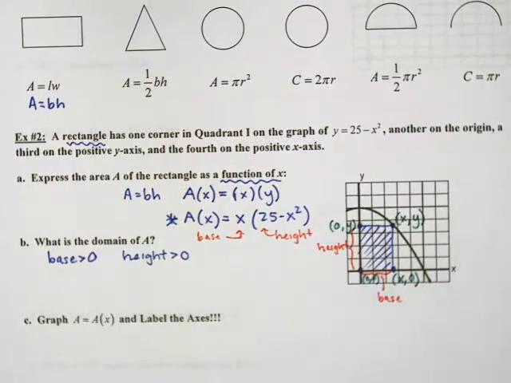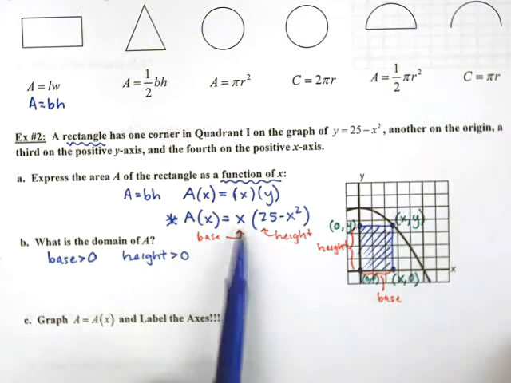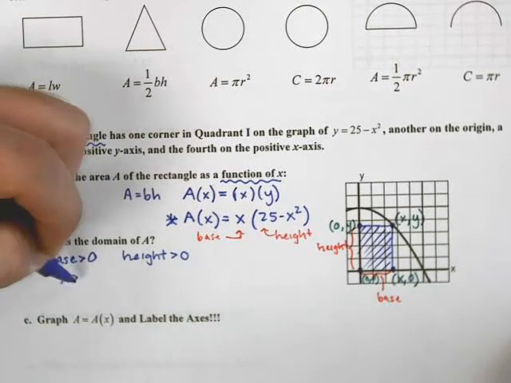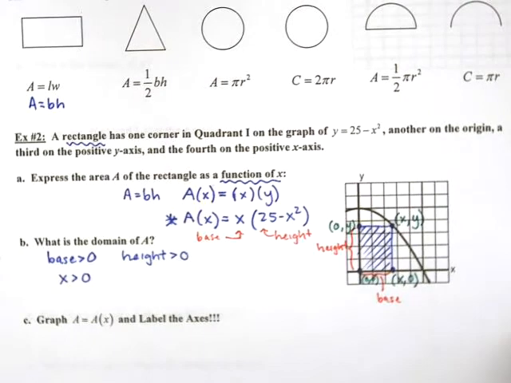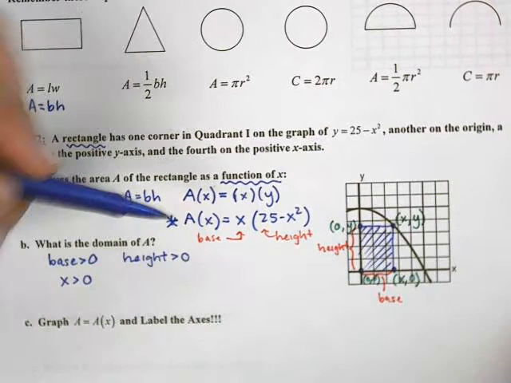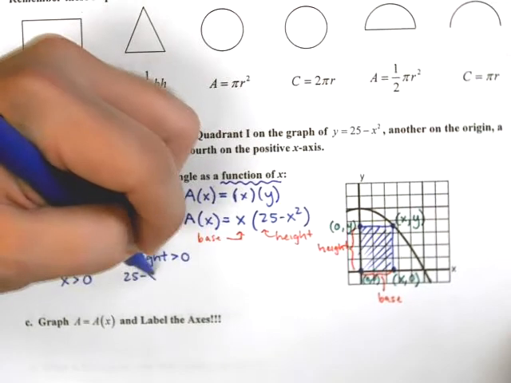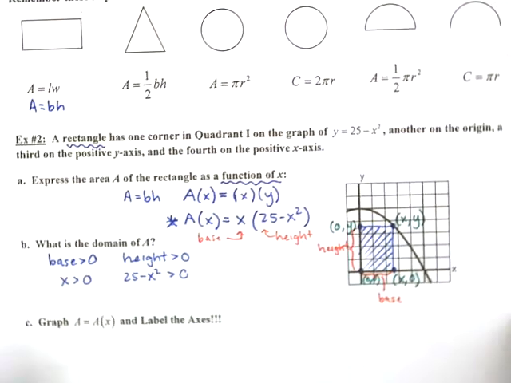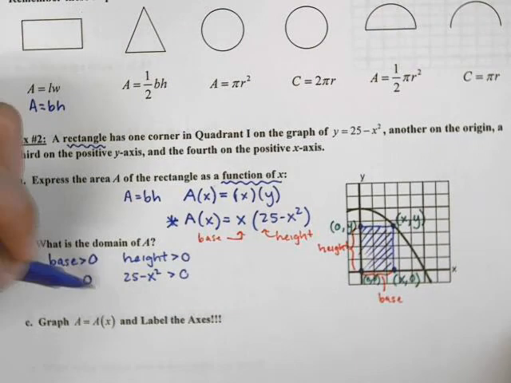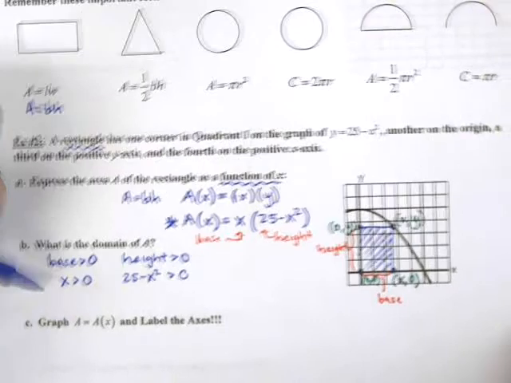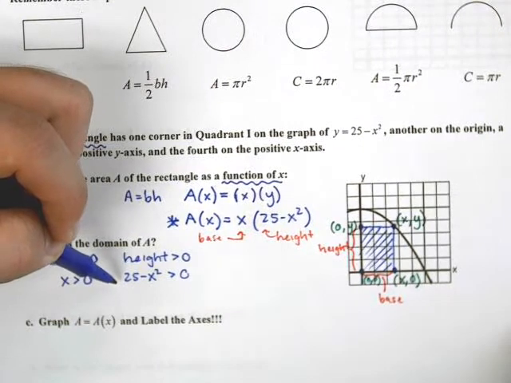Why do I care about that? Well, because I know some things. I know that my base is x. So I know that x has to be greater than 0. I know that my height is 25 minus x squared. So 25 minus x squared has to be greater than 0. This is nice. We're done. This, not so nice. We have work to do.